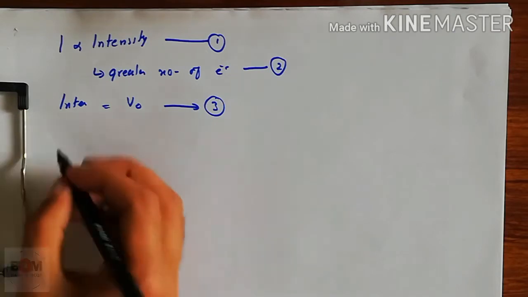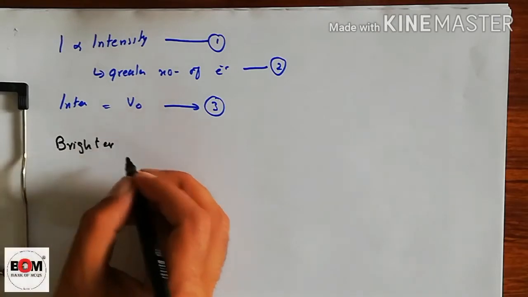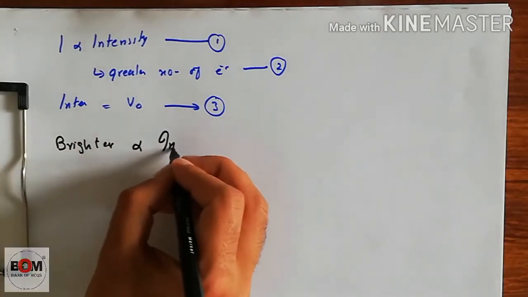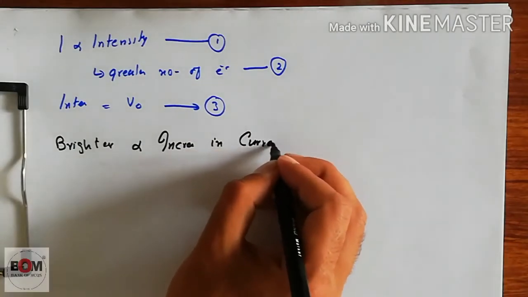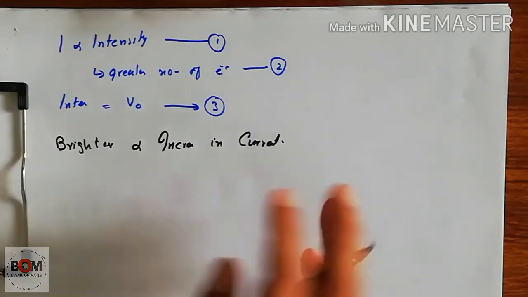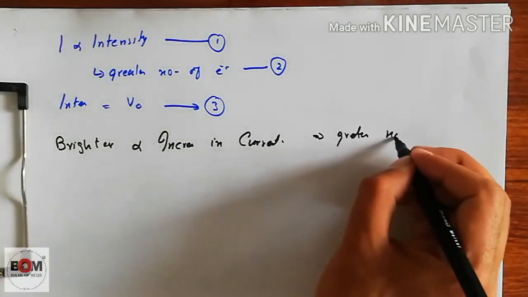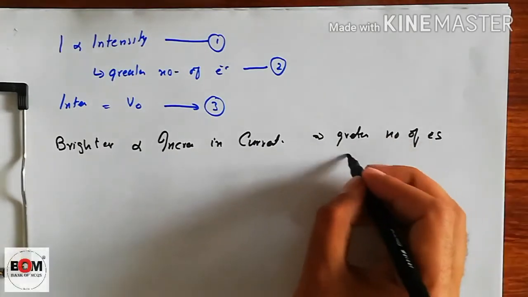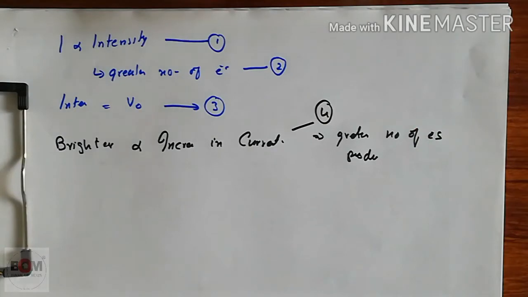So brighter light causes an increase in current. The brighter the light, the greater the current produced. Why? In this case too, because a greater number of electrons will be produced. This is point number 4.